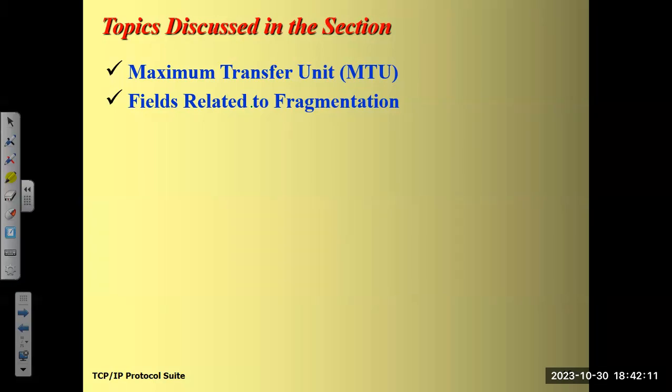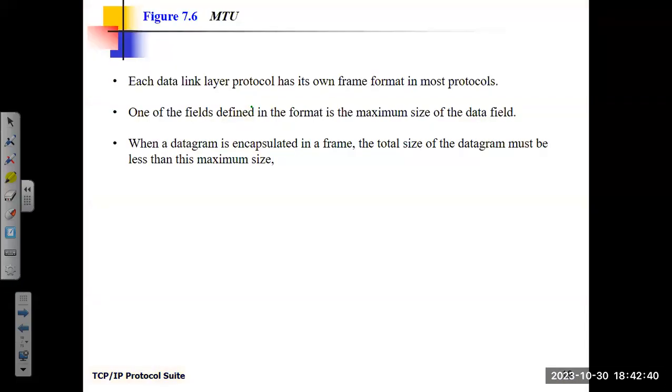Each protocol in the data link layer, like Ethernet, wireless, FDDI, all these different technologies, has an MTU, maximum transfer unit. So that's why, before I do anything, the IP protocol has to go see what data link layer I'm using: wireless or Ethernet. That's the first step. Each data link layer protocol has its own frame format and most protocols.